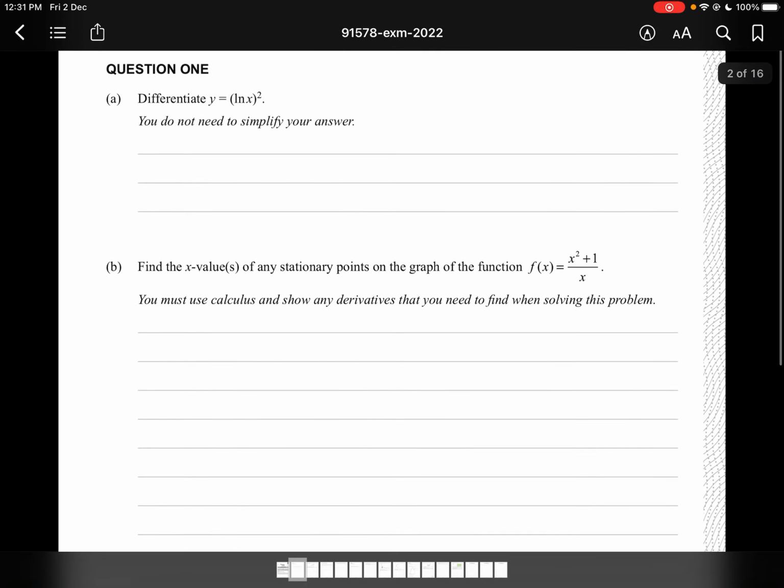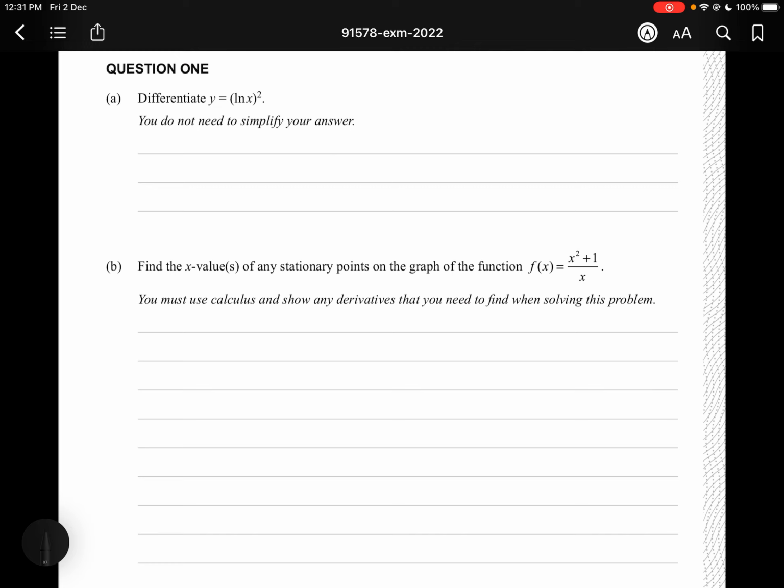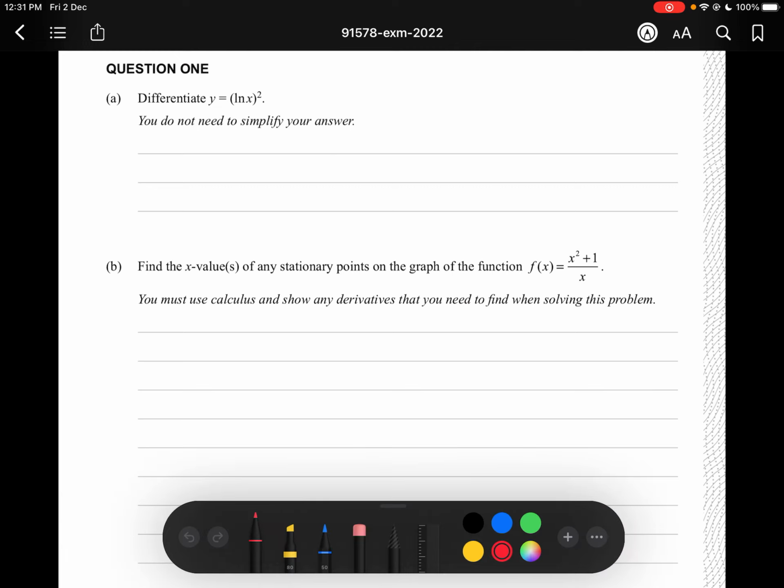So let's look at question number 1. A, differentiate y equals ln of x squared. In this case, we're just going to use the chain rule. So we're going to bring the power down and subtract the power by 1, and then we're going to multiply it by the derivative of the inner function. So we're going to multiply it by the derivative of ln of x, which is 1 over x.